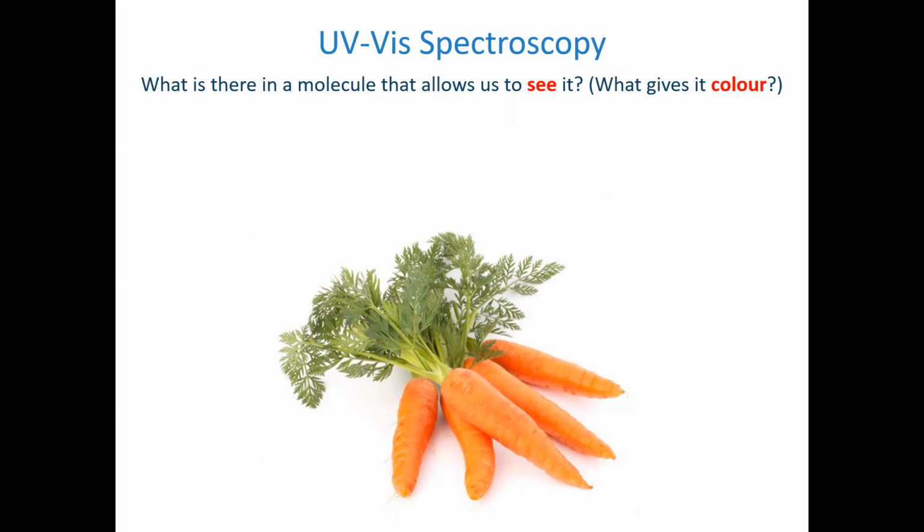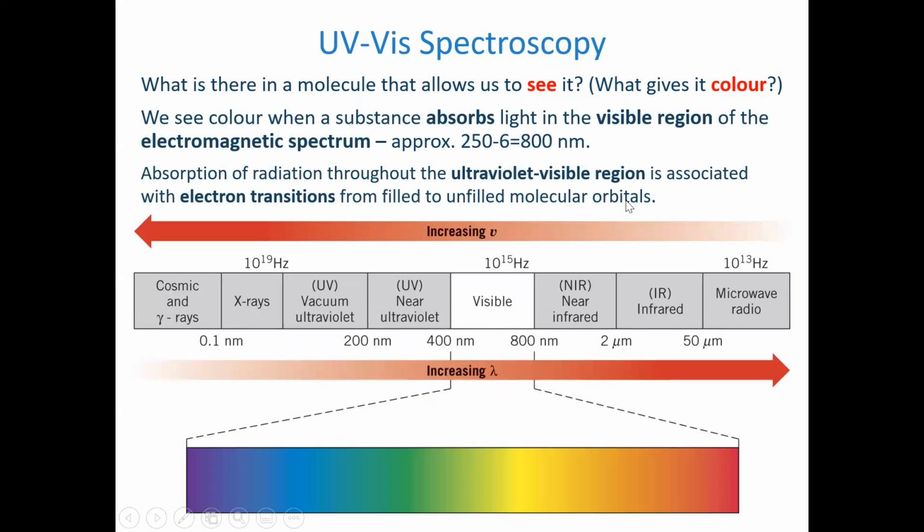And so you can see it says there on the slide, what is it about molecules that allow us to see them? Okay, so that's just something to think about, right? What gives it color? And here's the answer: molecules can absorb, not all molecules, but many molecules can absorb light in the visible region of the spectrum. The visible region of the electromagnetic spectrum is what our eyes see. And so if things can absorb in that region, they're going to have color, and we're going to see them as colored.